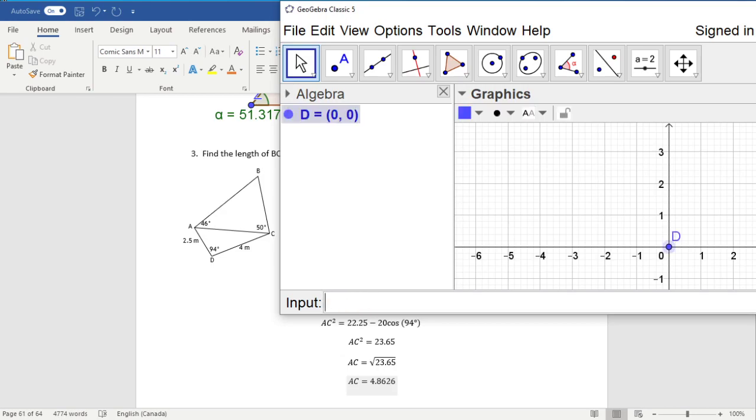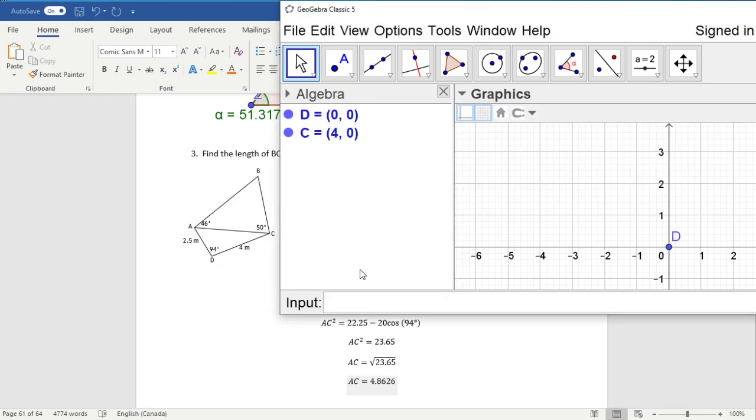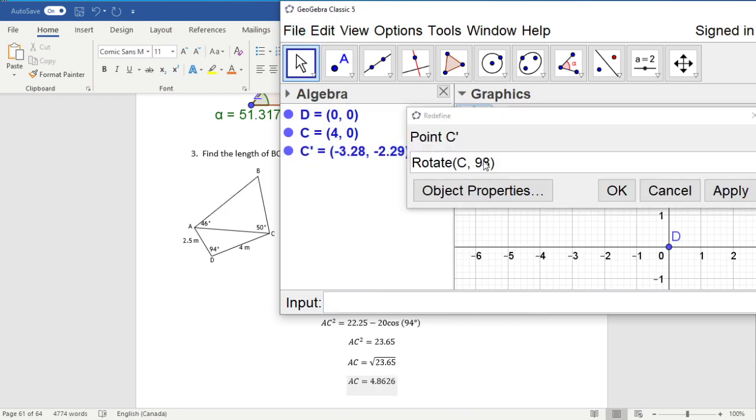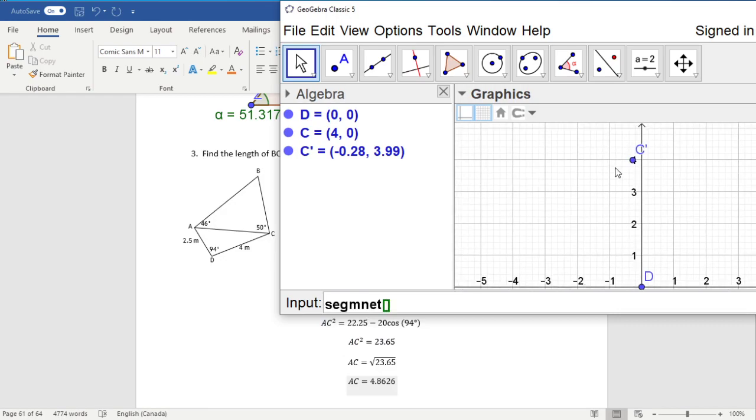I'm just going to rotate the triangle a bit. And then we'll say that C is 4 units away. Sorry, let me just rename this. Okay, so that's 4 units away. Then I'm going to rotate C 94 degrees. Okay, I'm going to draw a line, a segment, joining D and C prime.